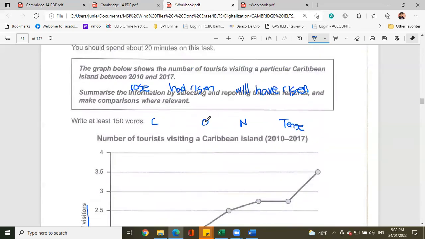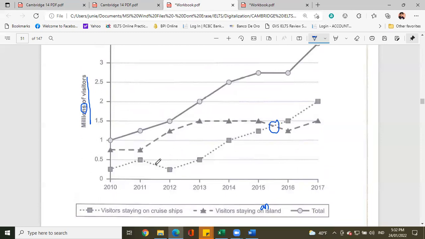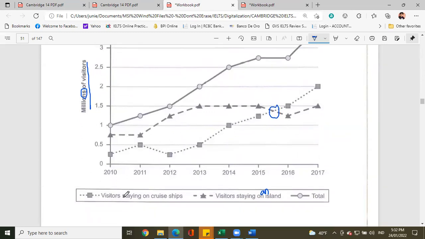Ang dali lang. Tapos yung overview, kitang-kita na. No? So, in totality, it can be seen that both the number of visitors preferring to stay on cruise ships and preferring to stay on an island had seen similar rising trends, with the latter overtaking the former towards the latter 2 years. Parang ganun. Yun lang. Both had seen a steady increase, with the former eventually overtaking the latter.